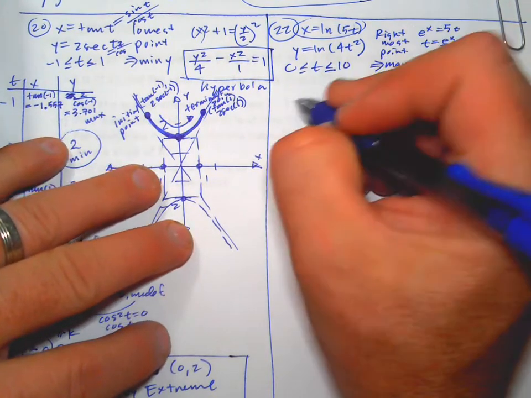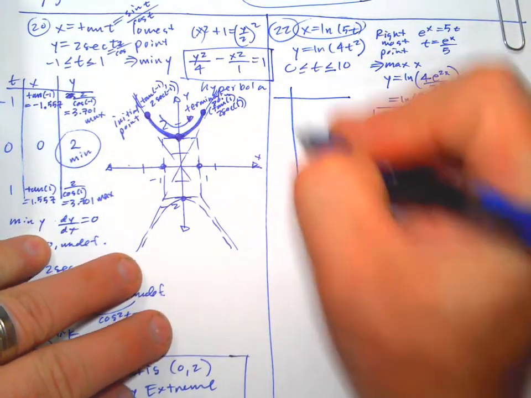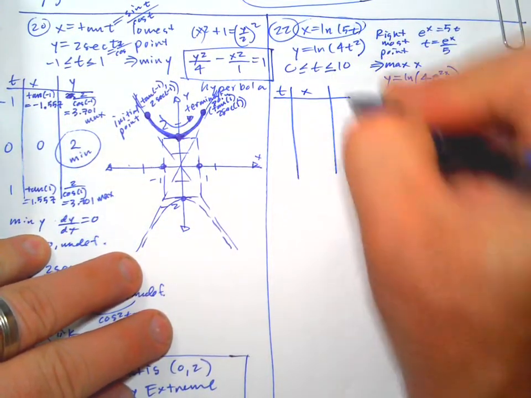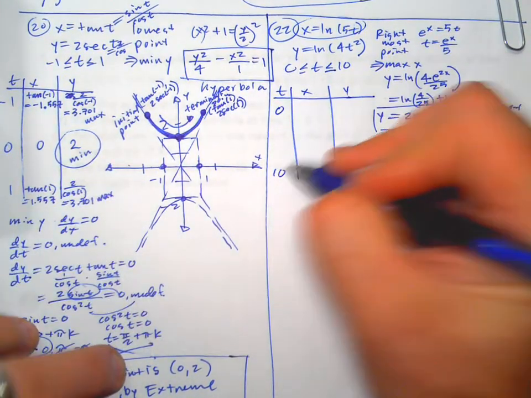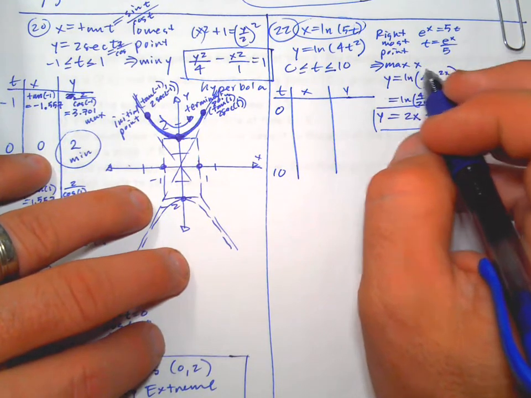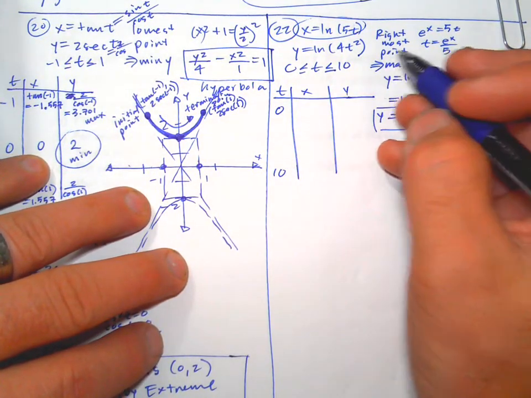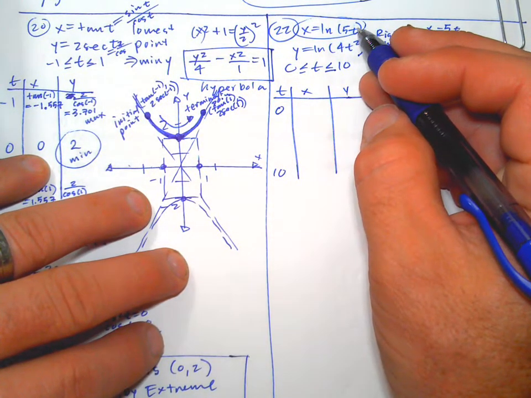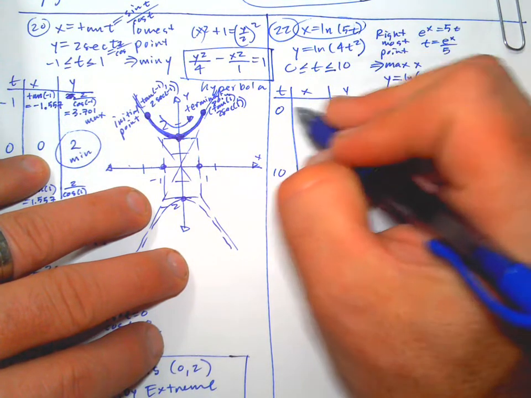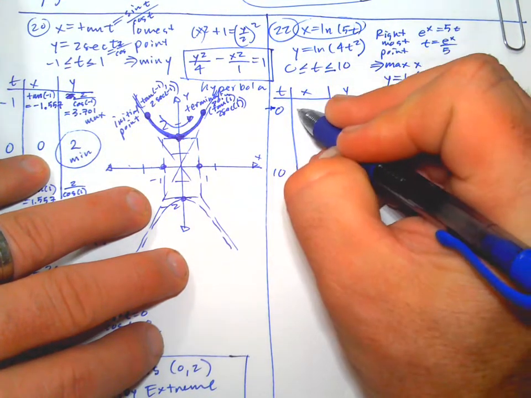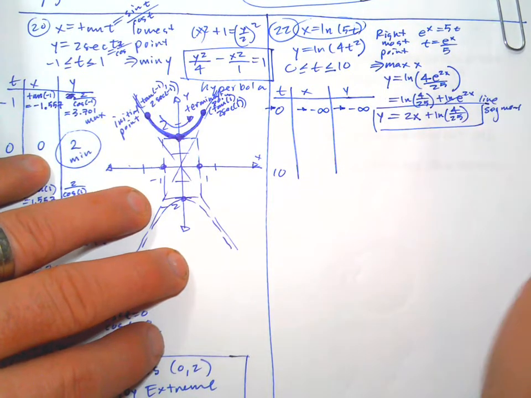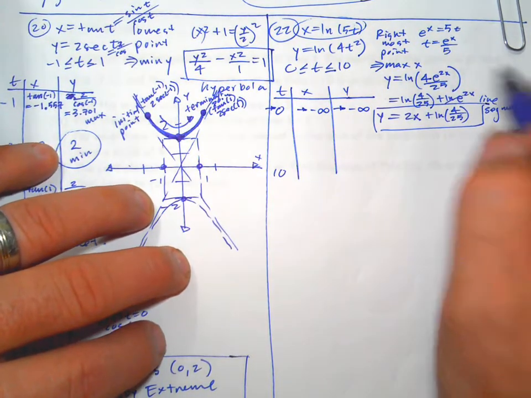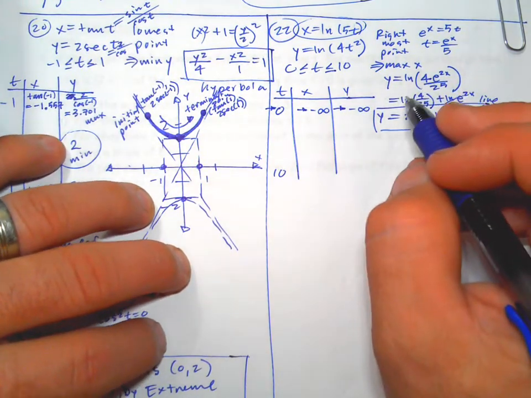So let's make a table and plug the endpoints in at least. I'll just do 0 and 10 to start with. Leave some space in between. Natural log of 0. Well, as we go to 0, it goes to negative infinity. Both of these go to negative infinity. That's weird. So not really an endpoint on that side. It's going to go on forever.